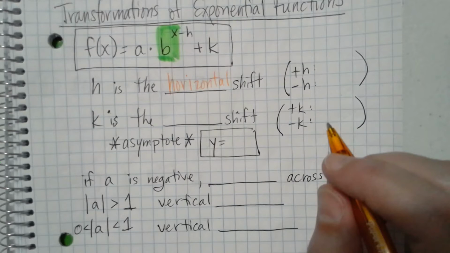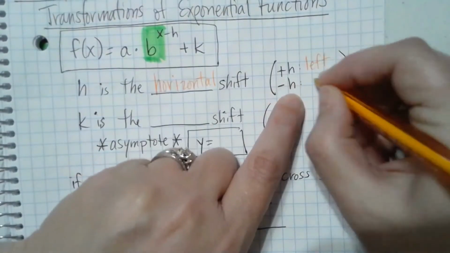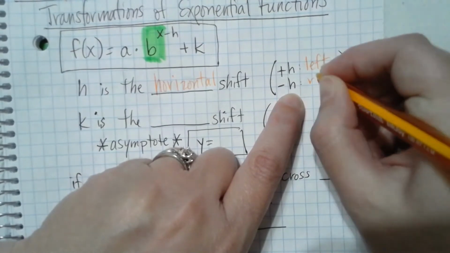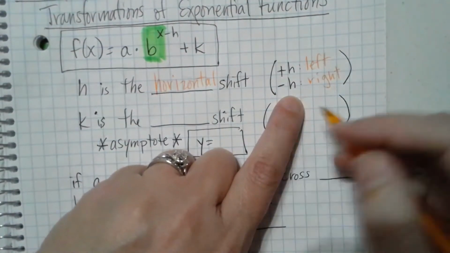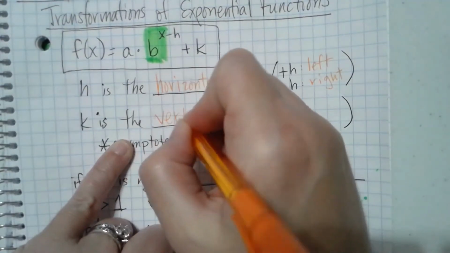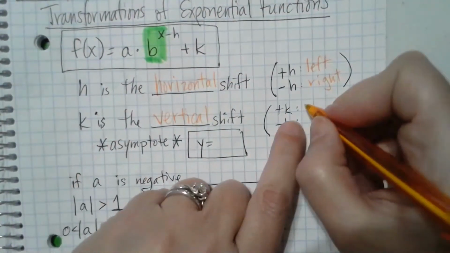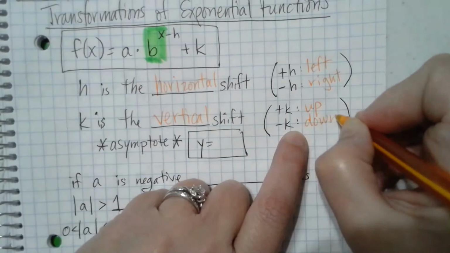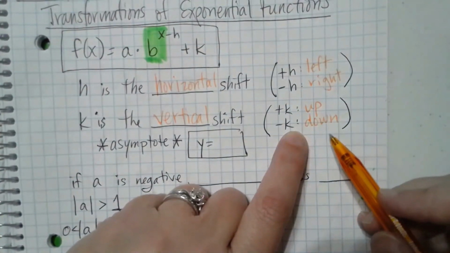There we go. Okay, horizontal: positive H is to the left, minus H is to the right. Remember, that's backwards from what we normally think. K is our vertical shift. That's going to move our graph up or down. Positive K moves up, minus K moves down.